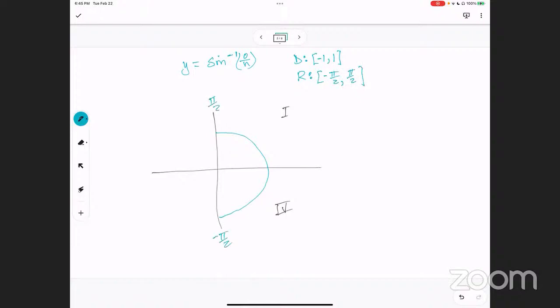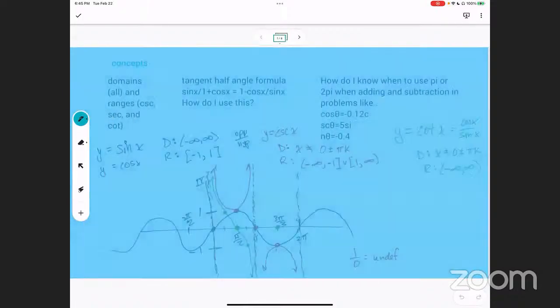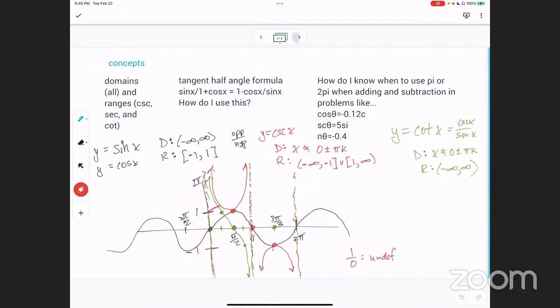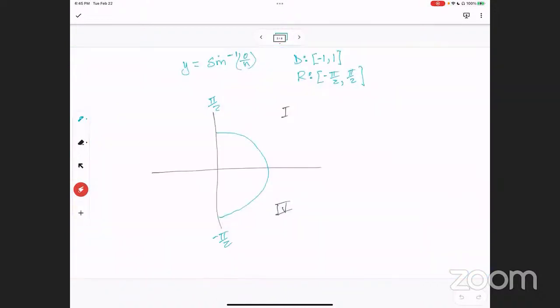And that goes back to this picture right here that I was showing you. That's this region right here. Here's the fourth quadrant. Here's the first quadrant going from negative pi over 2 to positive pi over 2. That's the region that I'm going to flip to find my sine inverse function. That makes sense?